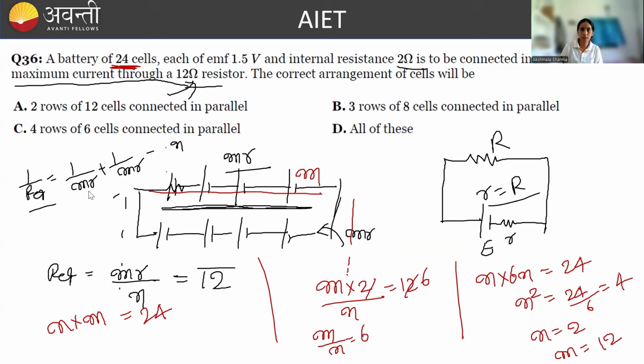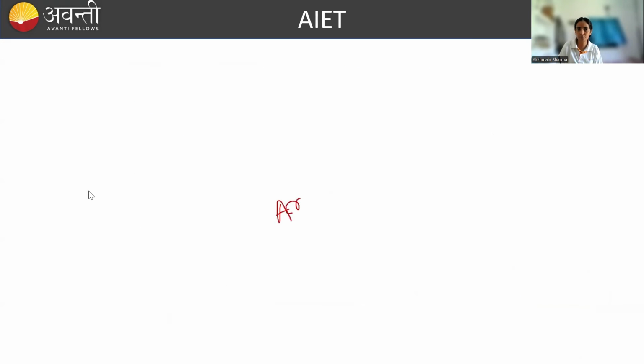So there will be how many rows? In one row there will be how many batteries? 12. And how many number of rows will there be? 2. So 2 rows of 12 cells connected in parallel. That is the answer. So the correct answer will be what? A. A is going to be your correct answer.